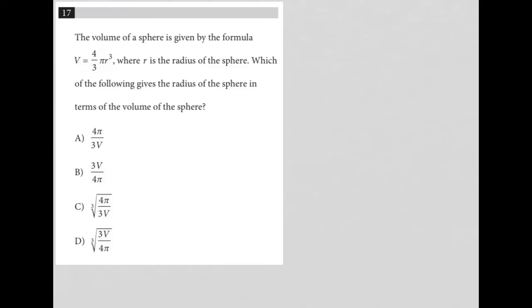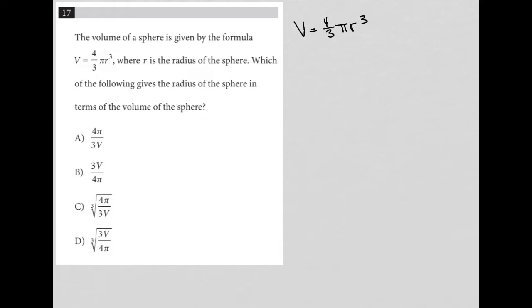So this question says the volume of a sphere is given by the formula. I always like to write formulas and equations down when they're given, so I'm going to rewrite this. It is V equals 4/3 pi r cubed, where r is the radius of the sphere. Which of the following gives the radius of the sphere in terms of the volume of the sphere?